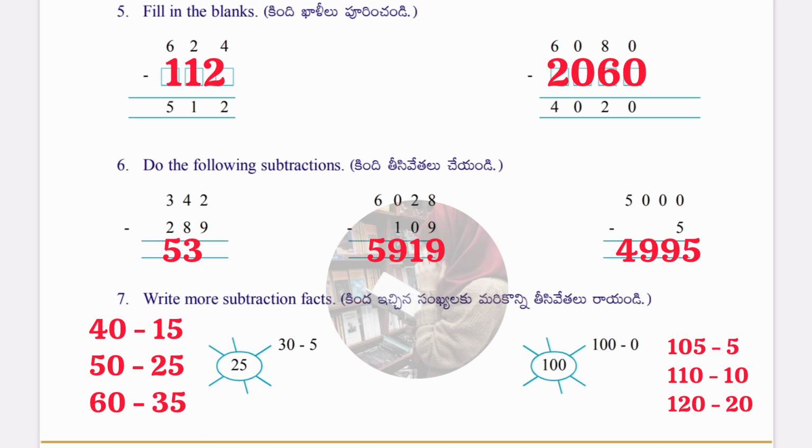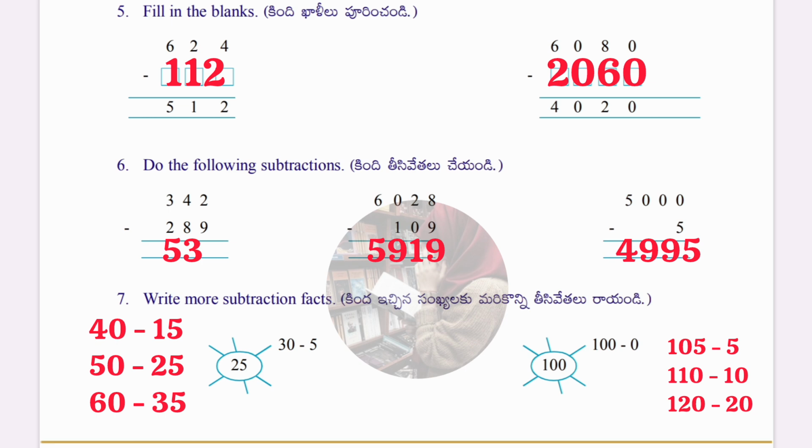The seventh Roman numeral is write more subtraction facts. Here the number 25 is given. So how will we get 25? 30 minus 5 is 25. Like that we have to write more subtraction facts. 40 minus 15 is 25. 50 minus 25 is 25. 60 minus 35 is also 25. In this way you have to write more subtractions for the given numbers. Do the same for the second number, 100, also.